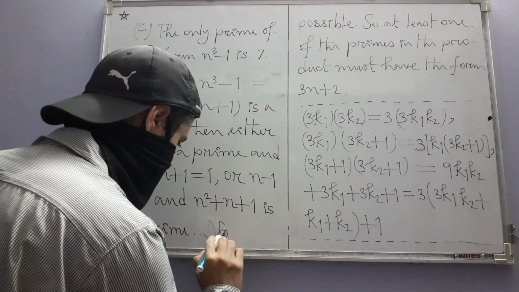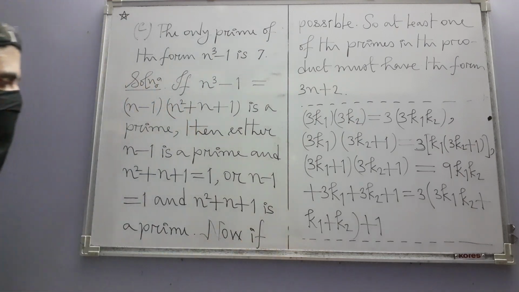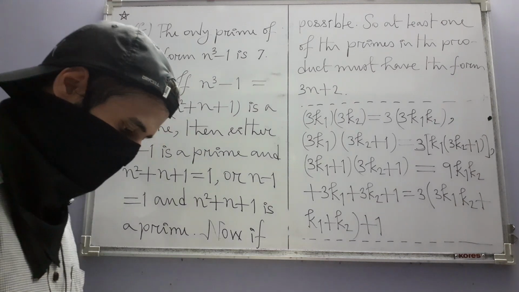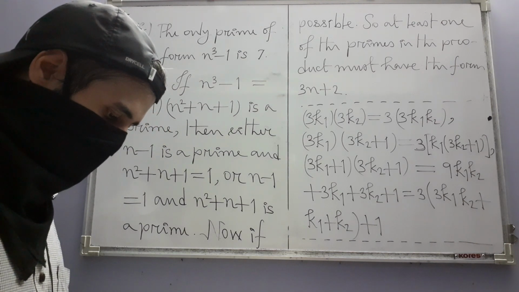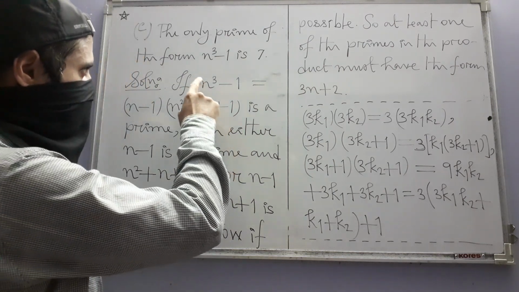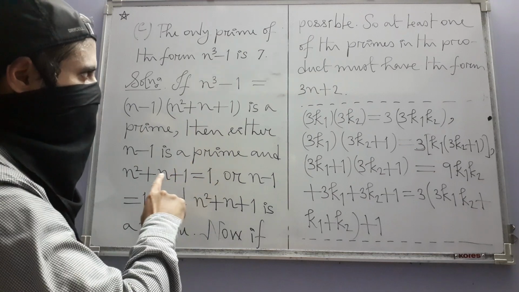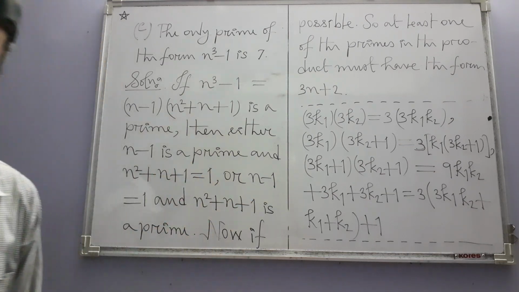Now, if n square plus n plus 1 is equal to 1, is it mentioned that n is positive? Oh, n has to be positive, right? Because we have cube. If n is negative, then n cube minus 1 is a negative integer. How can it be 7?